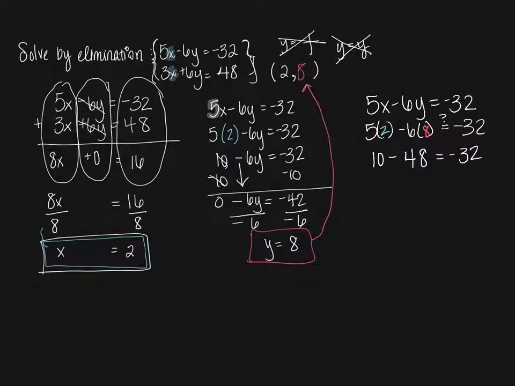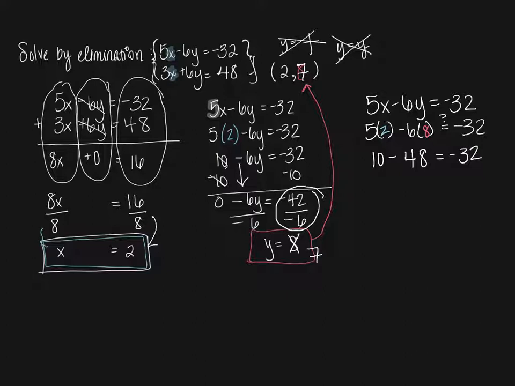I solved something wrong. Uh-oh, let's come back over here. Let's look at my x. Well, 16 divided by 8 is 2. That's correct. Well, look at this. Negative 42 divided by negative 6 is not 8. What is it? It's 7. All right. By checking, you can make sure that you don't make silly mistakes like this.